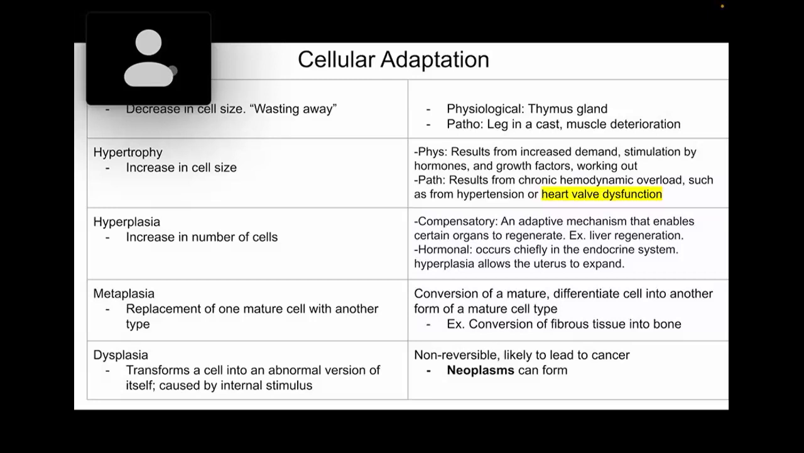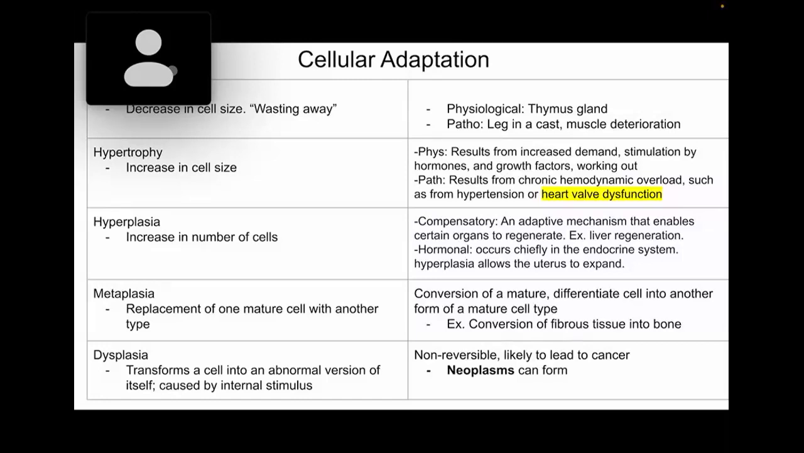Cellular adaptation, for example, hypertrophy. When is this a pathological issue? Well, it becomes a pathological issue when, for example, our heart has to work extra hard in cases of heart failure, which we'll talk about more in the cardiac portion. But you need to be able to recognize, not necessarily name the definition of hypertrophy, hyperplasia, metaplasia. You need to be able to identify what is occurring.